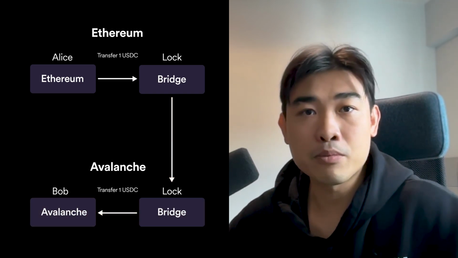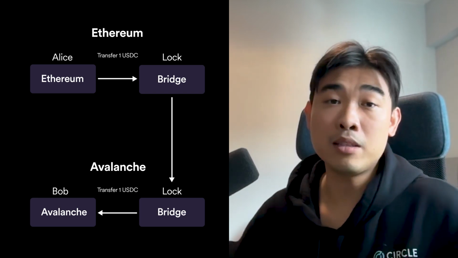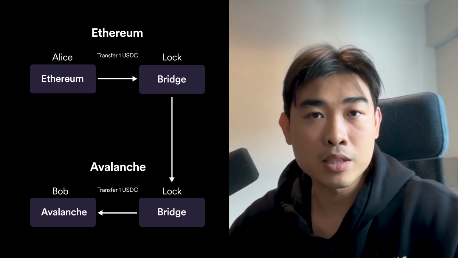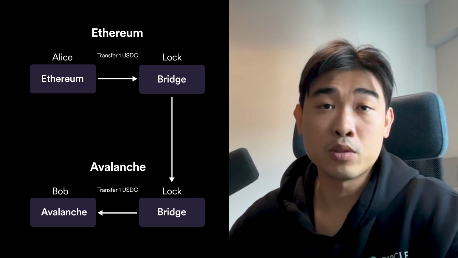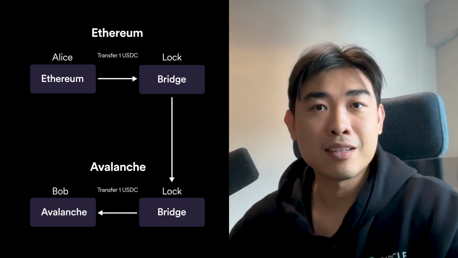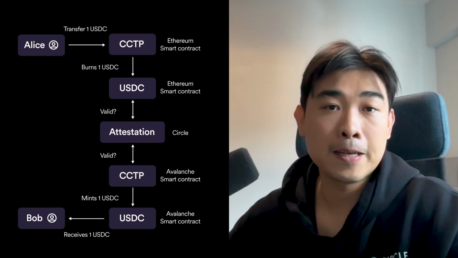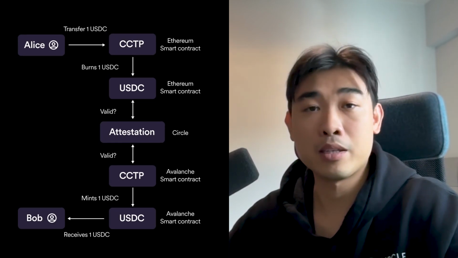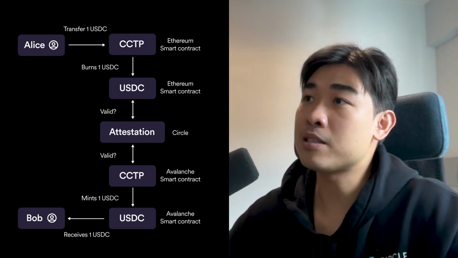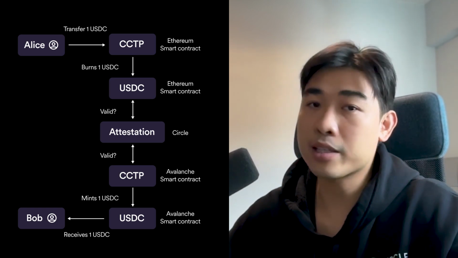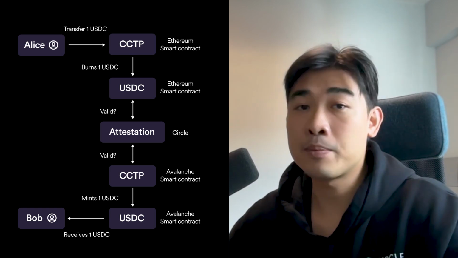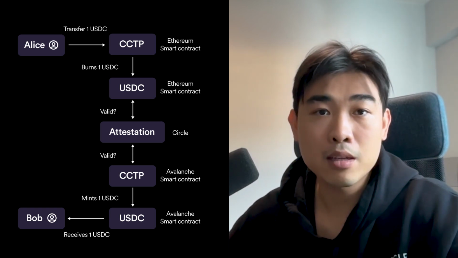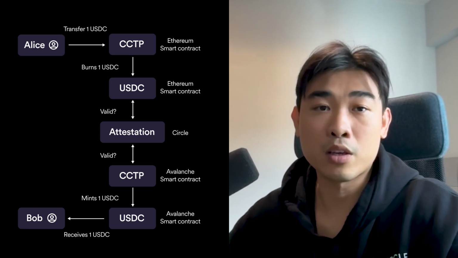Traditionally, many existing bridges use this concept of lock and mint, which may introduce security risks, where USDC is locked in a smart contract that is vulnerable to exploits. Thankfully, there's a technology that enables the secure movement of USDC across chains called CCTP, which is developed by Circle. CCTP is essentially a set of composable smart contracts paired with Circle's attestation service that enables the native minting and burning of USDC. That's why it's so secure.